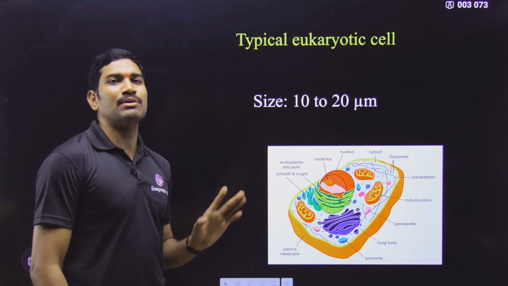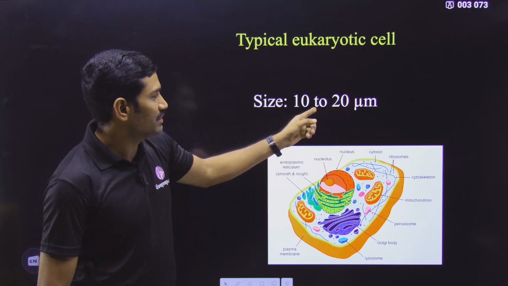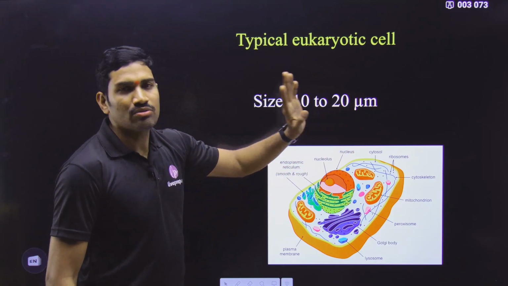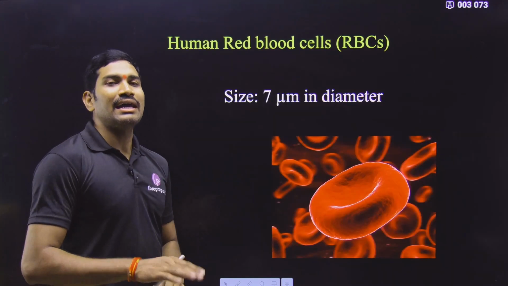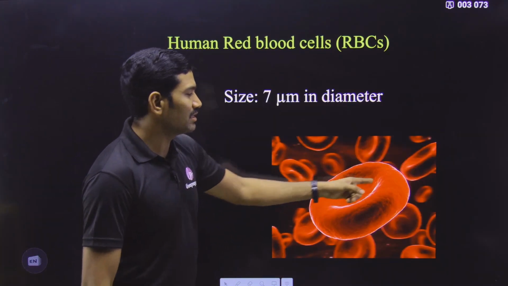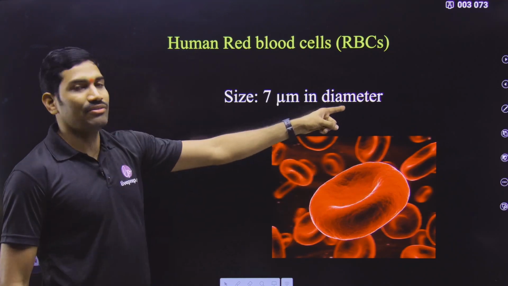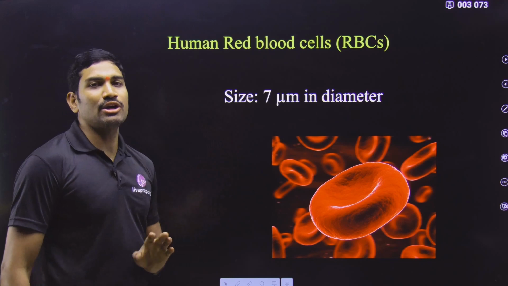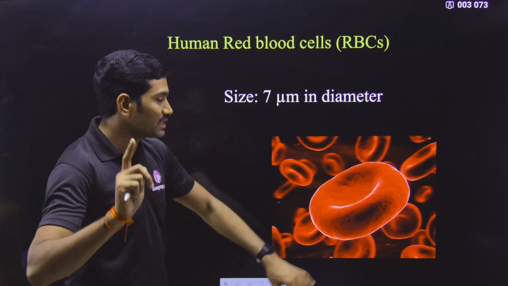Next one is regarding the typical eukaryotic cell. In the diagram we have studied this. It has a size range between 10 micrometer and 20 micrometer. And then separately they have given the diameter for the human RBC. What is the diameter they gave? 7 micrometer. Please remember all these values given in NCERT; you should compulsorily remember this.